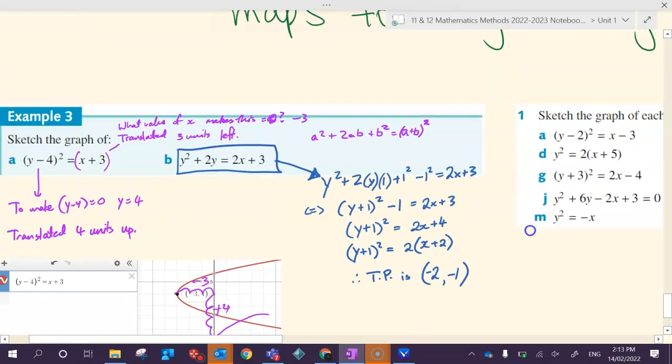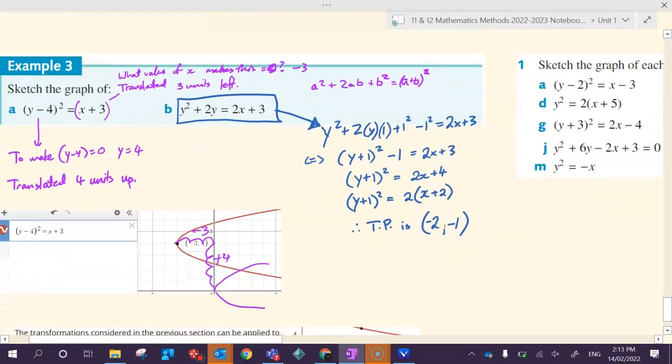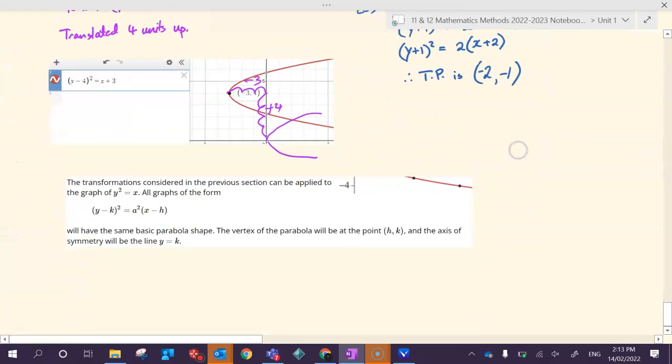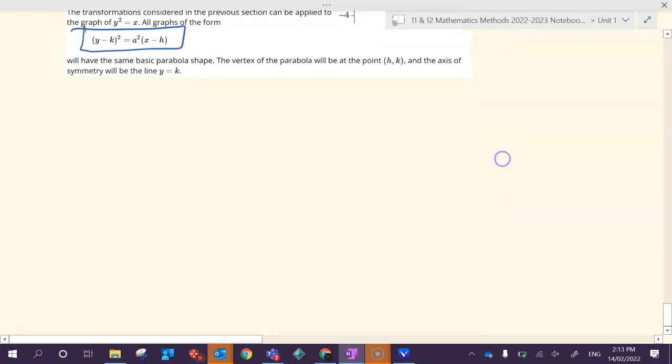So basically everything in this little section is about transforming that y squared equals x by getting it into that form, y minus k all squared equals a squared x minus h, which we have here. It's relying on using that rule.